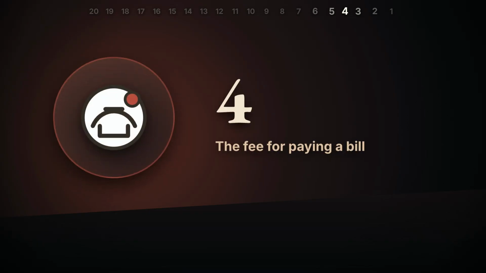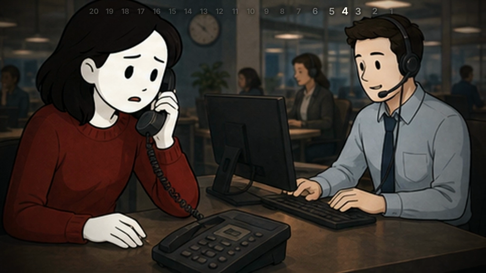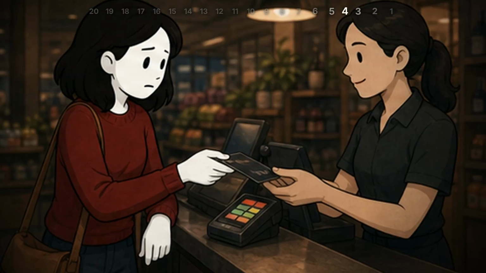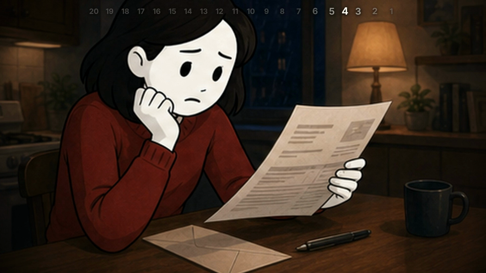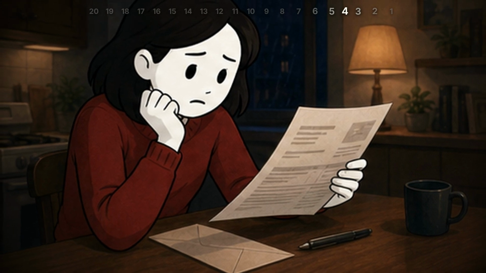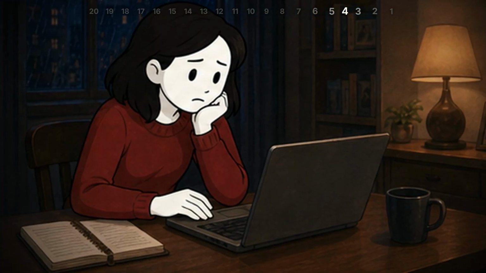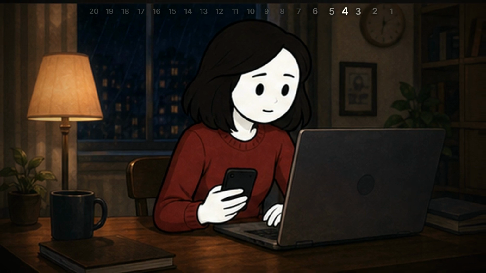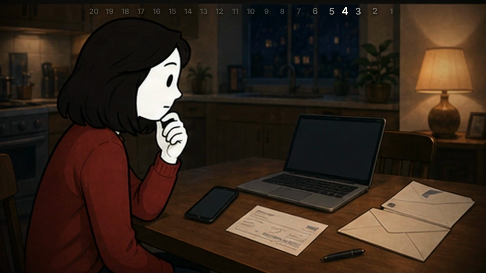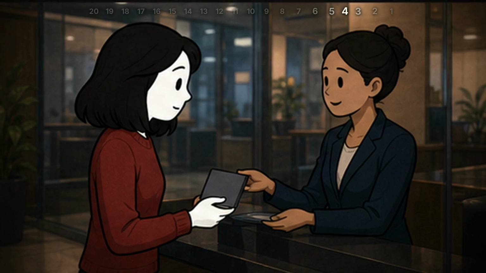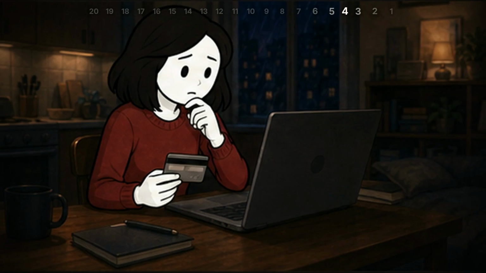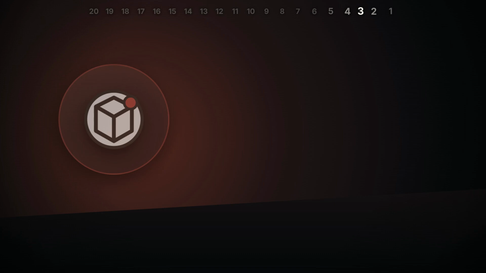Number 4, the fee for paying a bill. Some companies charge extra when you pay by phone, with a card, or through a customer service worker. The bill may call it a convenience fee or payment processing fee. Look for a free payment method before accepting the charge. A bank transfer, automatic payment, mailed check, or online account may cost less, depending on the company. The cheapest method should appear in the payment instructions.